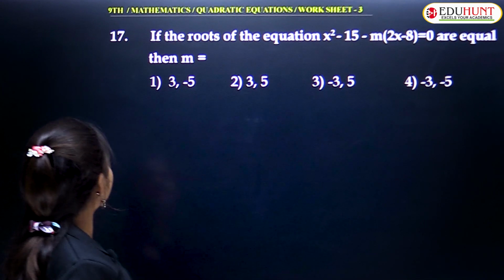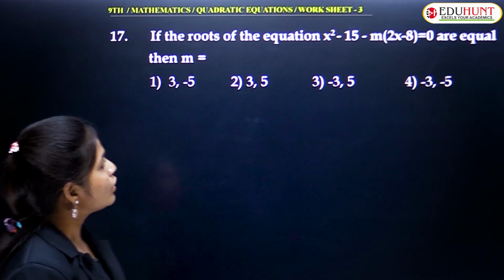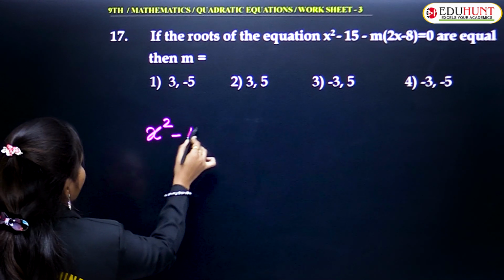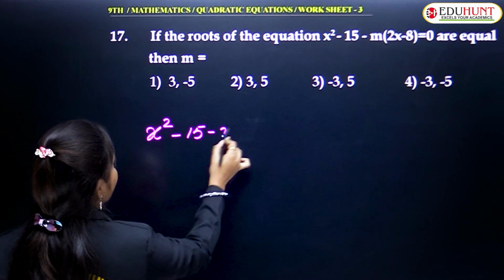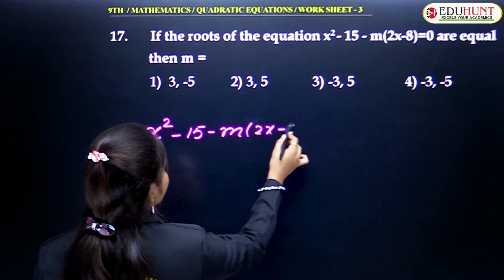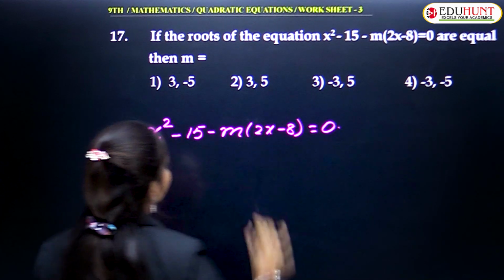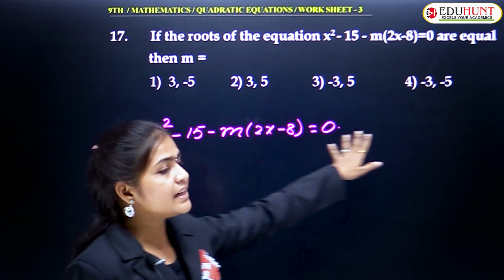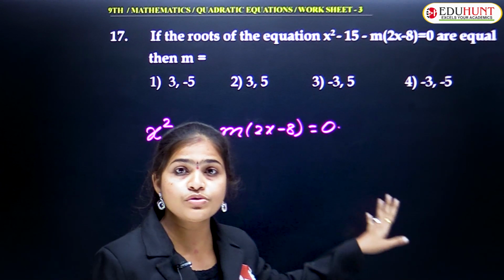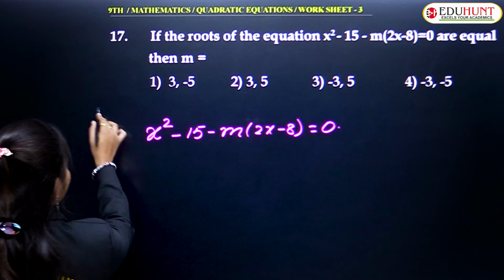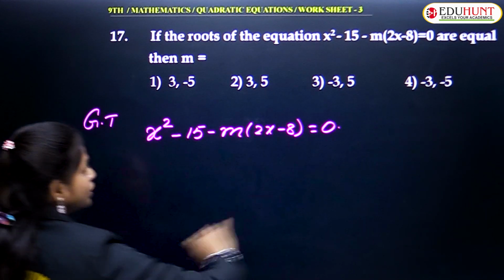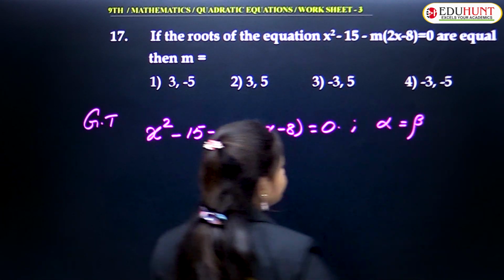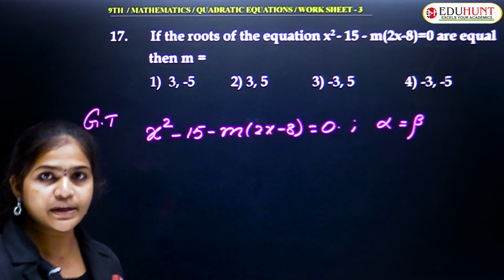Yes. See here, next 17th question. If the roots of the equation, what is that equation? x square minus 15 minus m into 2x minus 8 is equal to 0, are equal. What is given? The roots of this quadratic equation are equal. Those two roots are equal, they have given. Along with that, alpha is equal to beta, which means those two roots are equal.